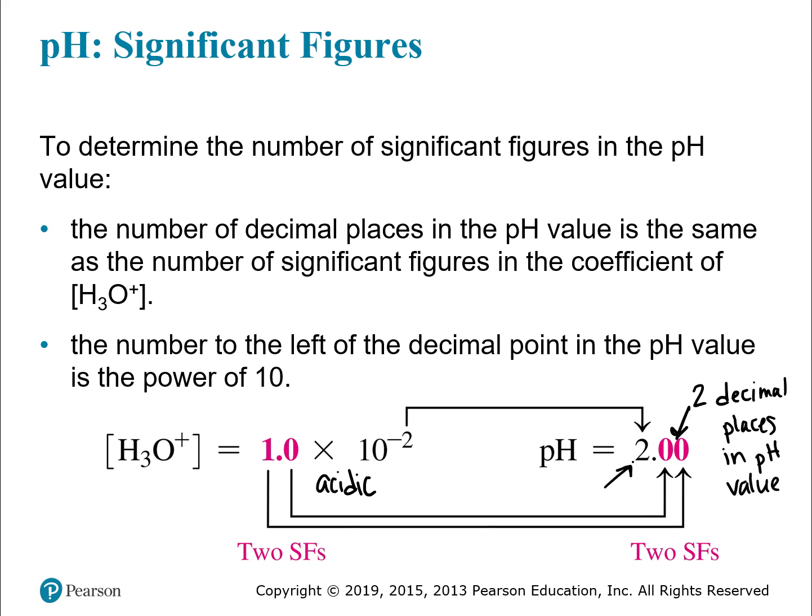So this number here is a freebie. You have to put that number. But the numbers that come after the decimal point, that's how you represent how many significant figures you have. So if you had 1.00 times 10 to the minus 2, here we've got 3 significant figures. So the pH would have to have 3 zeros afterwards, after that decimal point. So that's how you do significant figures for pH.